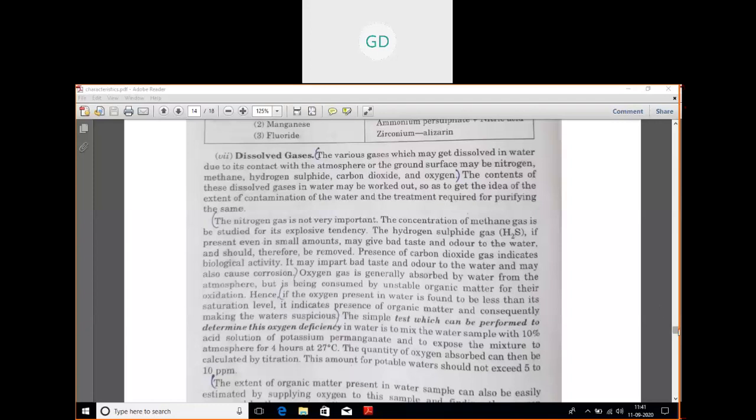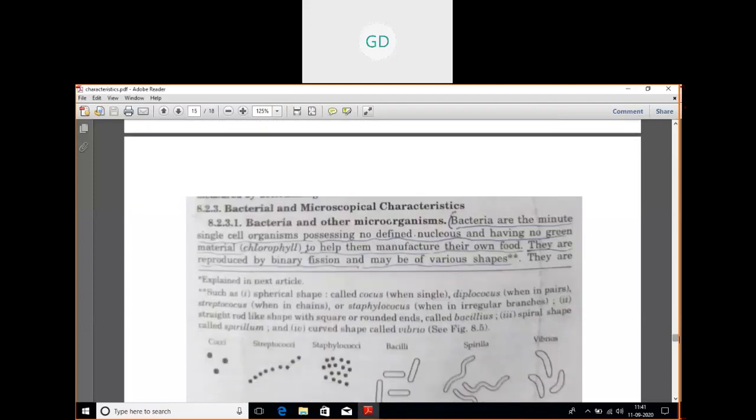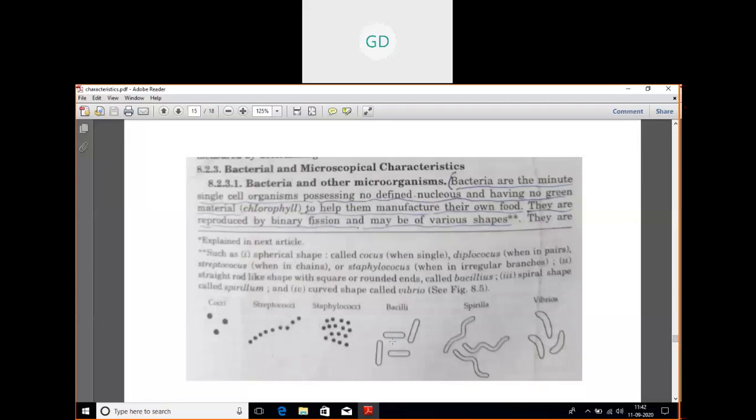Next is your biological or bacterial characteristics. This one is very simple. It is about the bacteria and viruses that are present in the water. You can read this part by yourself; I won't go much deep into bacteria and viruses. From this part I just want to explain one thing.